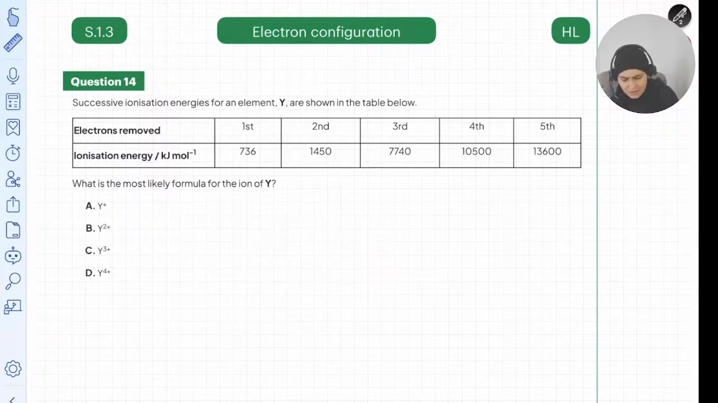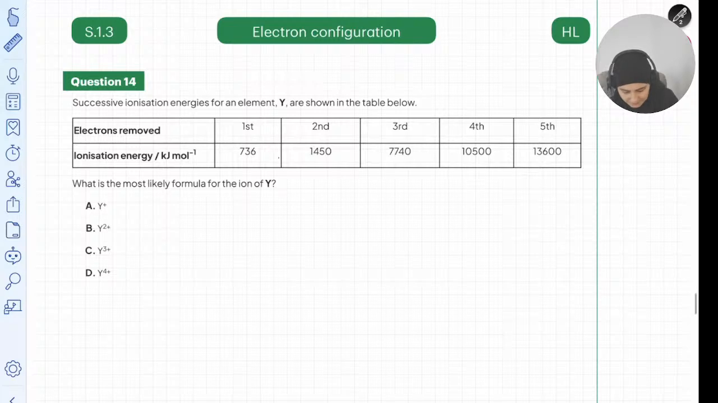Now let's see. I'm looking for a jump to find out how many electrons Y has in the outer shell. I can see that it's from the second to the third. You see that's a high increase in ionization energy. If you cannot see that jump, then you should approximately calculate the difference between the first and the second, second and the third, and so on, without a calculator, okay, guys? Because you have 1 minute for this question, so it has to be approximate.